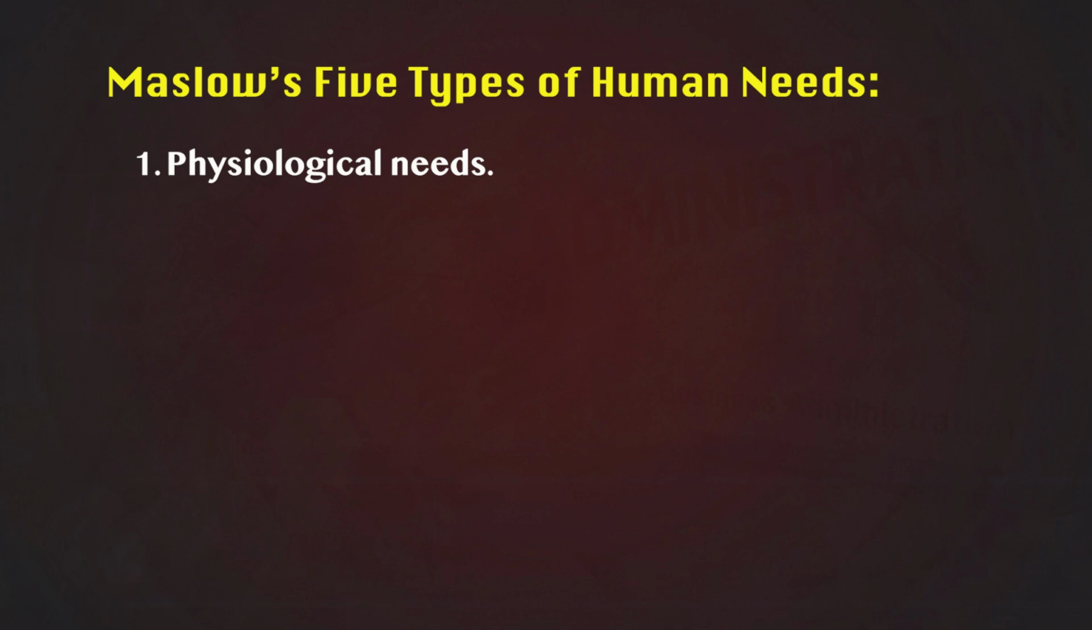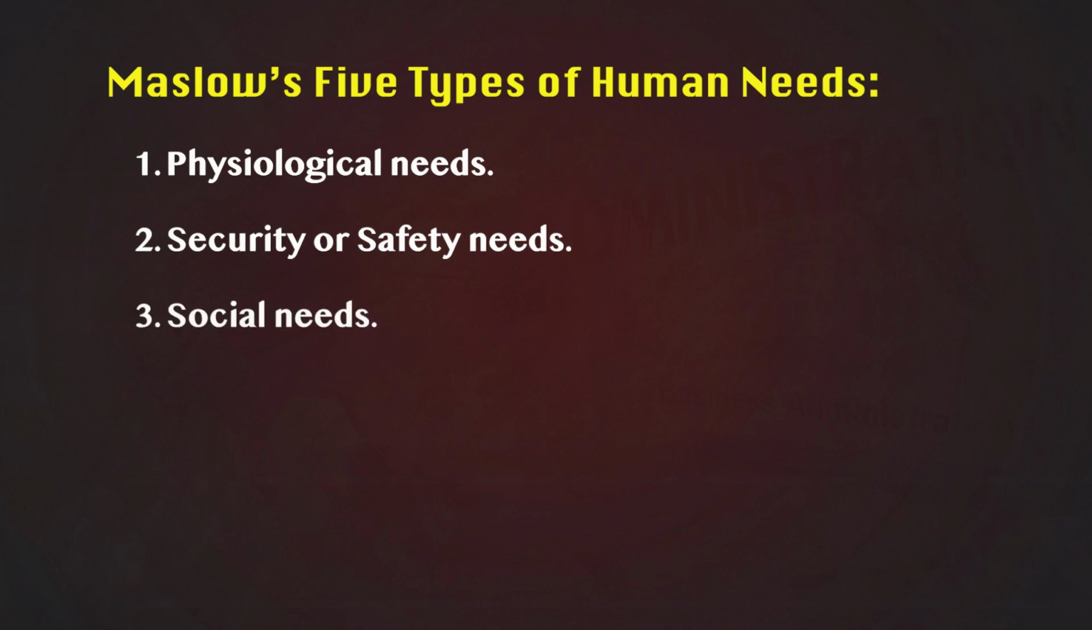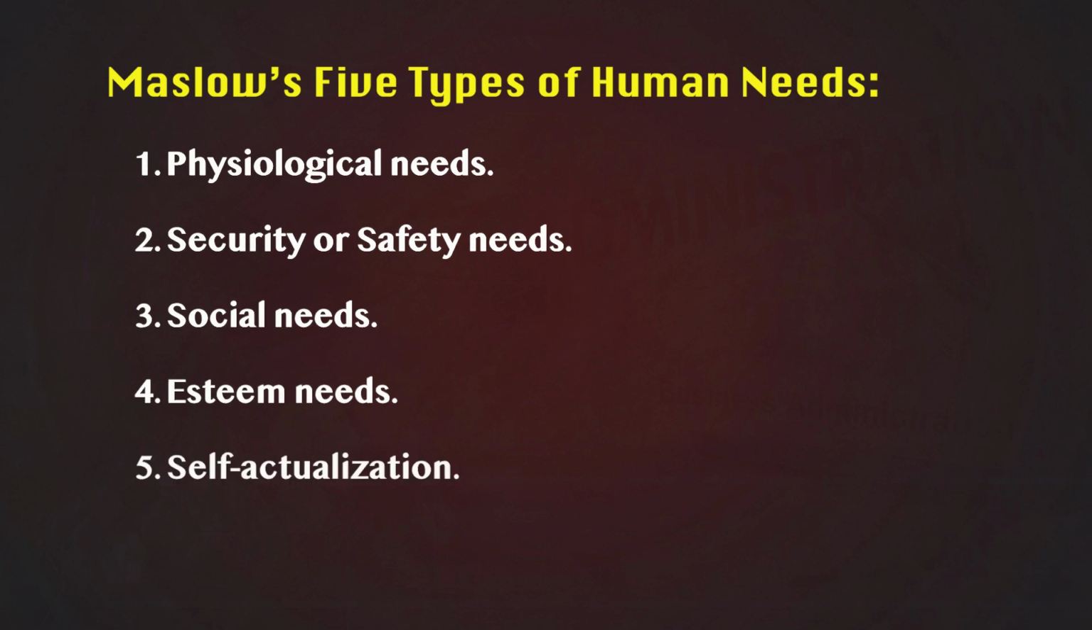Maslow identifies five types of human needs. 1. Physiological needs. 2. Security or safety needs. 3. Social needs. 4. Esteem needs. And 5. Self-actualization. Maslow maintains that these needs form a hierarchy in an ascending scale, with each need more basic than the next.